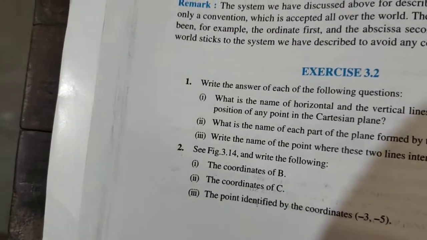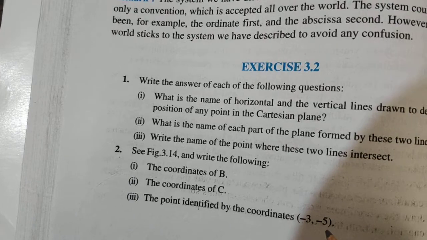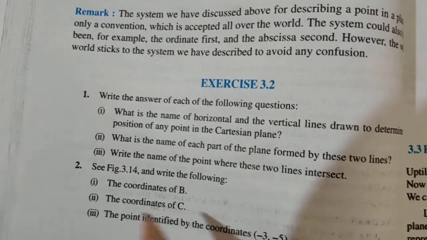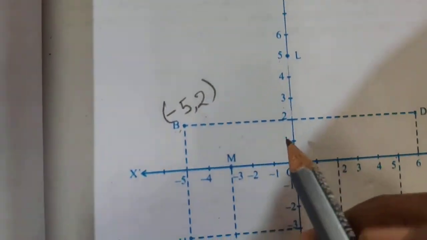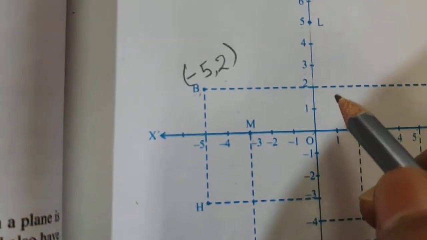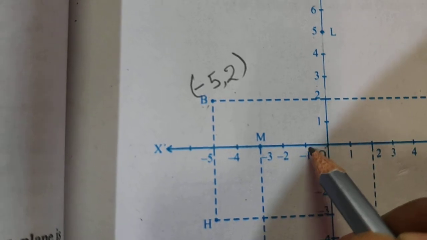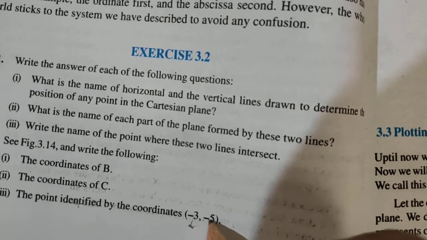In the same way, number 3, you see the point identified by the coordinates minus 3, comma minus 5. That means which point in this graph shown in figure 3.14 is identified by minus 3, comma minus 5? Let us start from here. Minus 1, minus 2, minus 3. X is minus 3 and y is minus 5, isn't it?